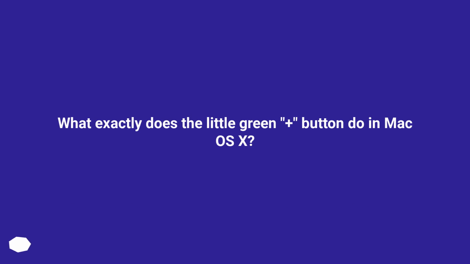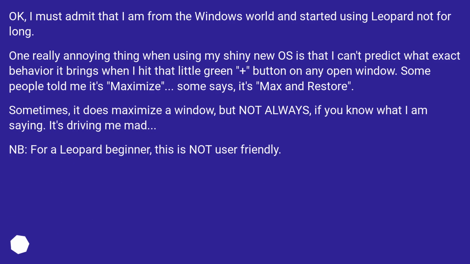What exactly does the little green plus button do in Mac OS X? Okay, I must admit that I am from the Windows world and started using Leopard not long ago. One really annoying thing when using my shiny new OS is that I can't predict what exact behavior it brings when I hit that little green plus button on any open window.